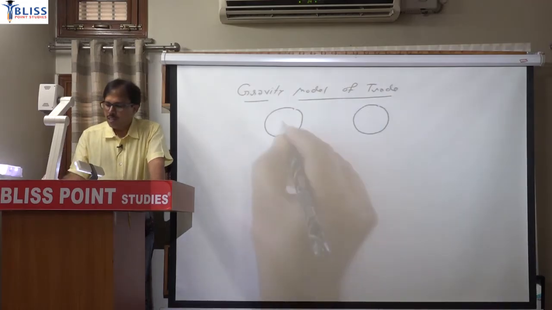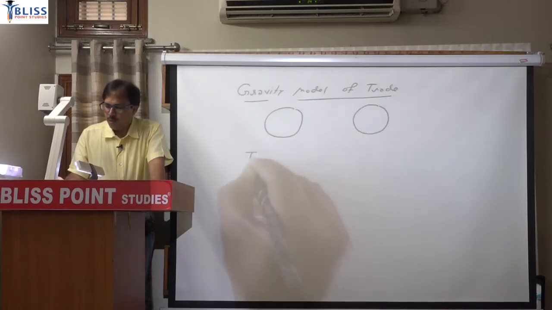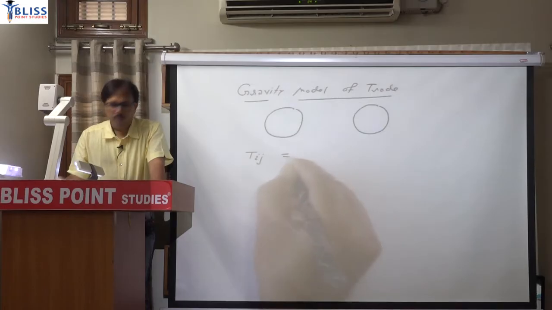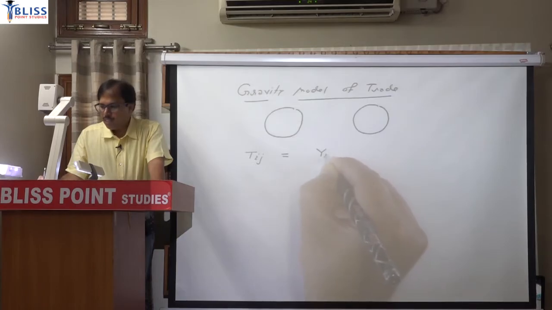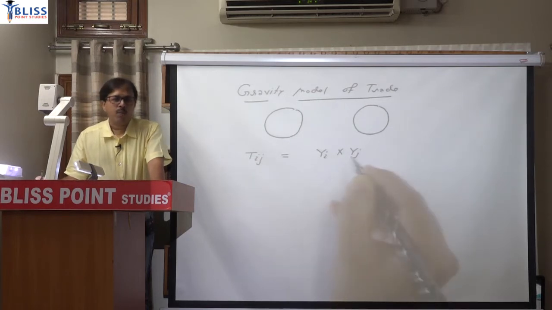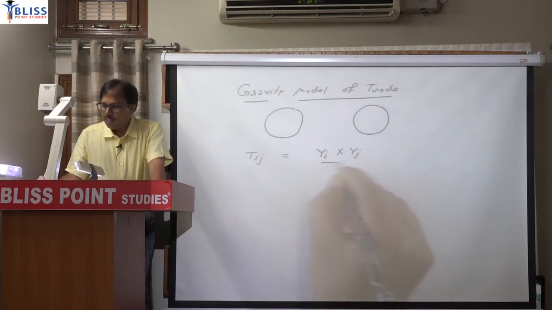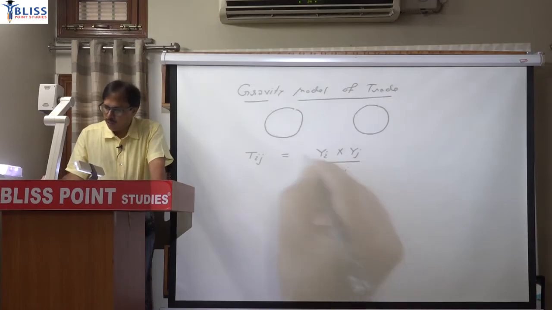So if I say this is country I and this is country J, then the volume of trade between country I and country J will be determined by Y, which is GDP: GDP of country I, GDP of country J. So with GDP it will vary directly, but with distance it will vary inversely, and a constant parameter A is there.